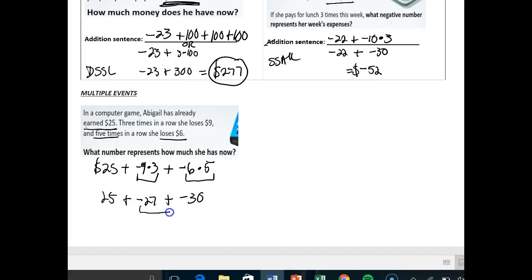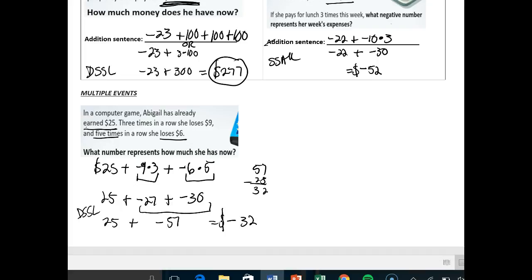So we have a combination of SSAK and DSSL. Let's do the SSAK first. That's easy. It gives us -57. And then 25 plus -57 is a DSSL problem. So what's 57 minus 25? Well, 50 minus 25 is 25, and then we have 7 left over. So 57 minus 25 is 32. So our answer is -$32.